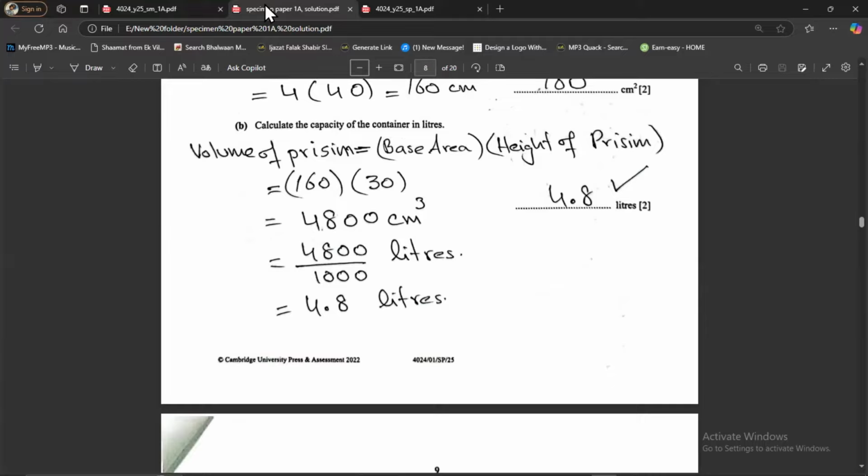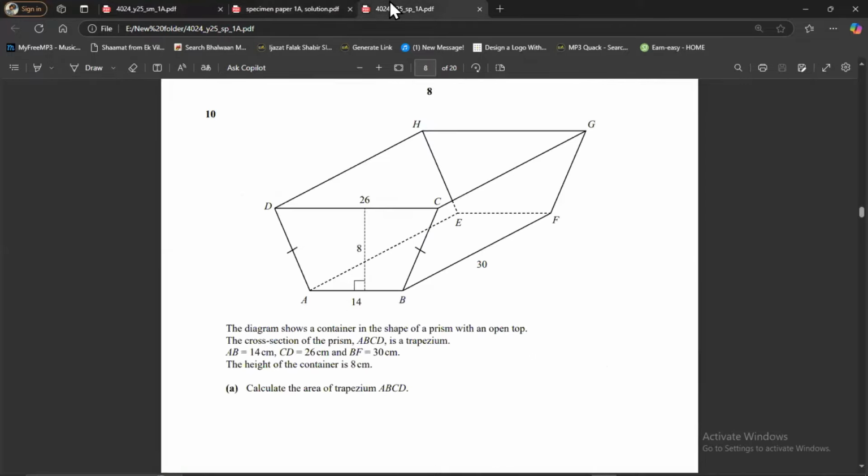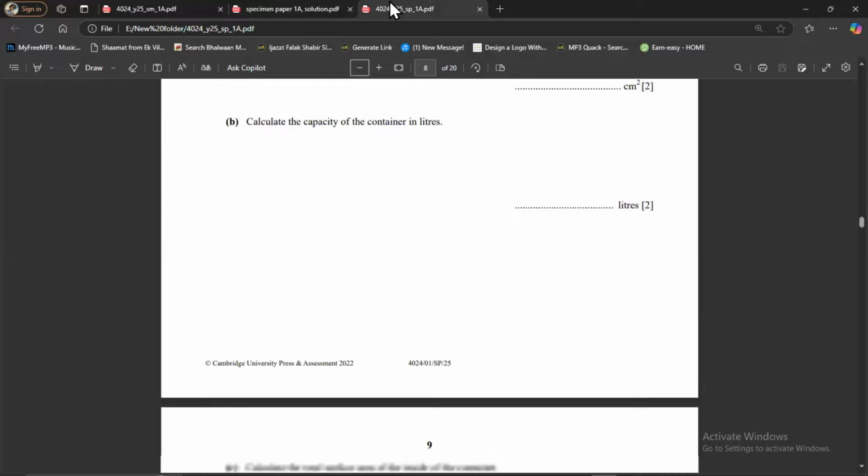But we want the answer in liters. So I will divide it with 1000, because in 1 liter there are 1000 centimeter cube. So 4800 divided by 1000, that will be 4.8. So the capacity, which means the volume of that container, is 4.8 liters. 4.8 liters. My answer is right. Okay. So we are going to the next part.